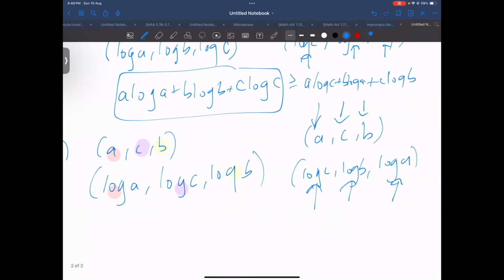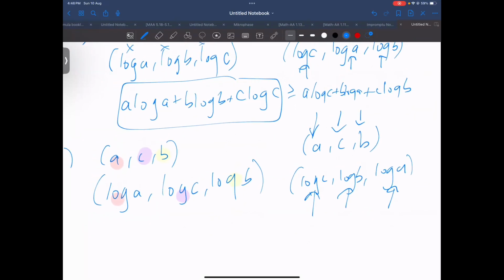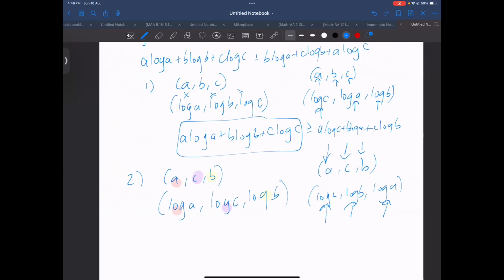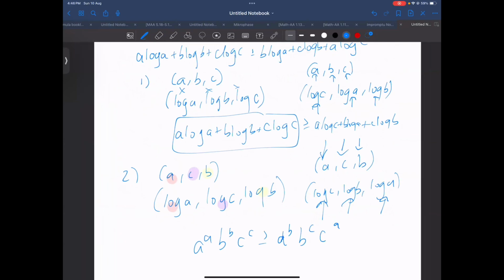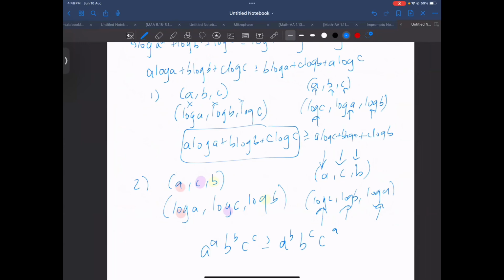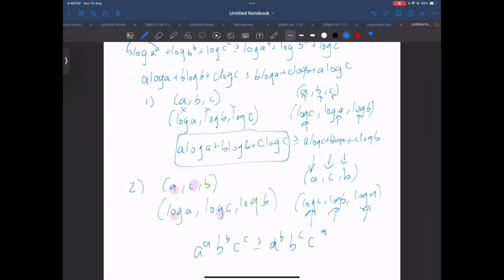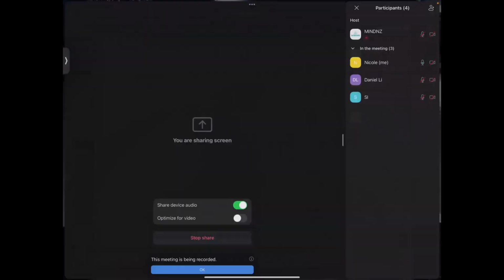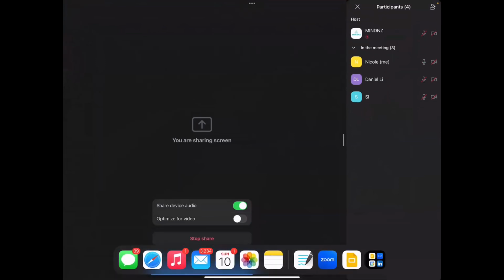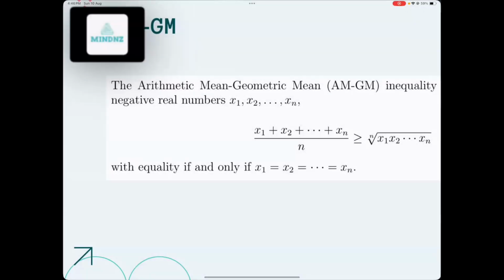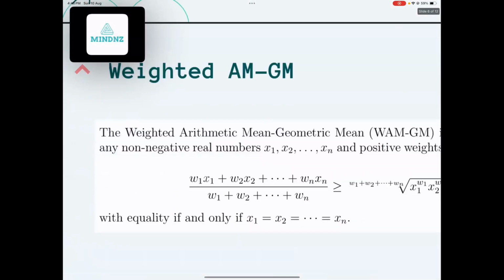So there we go. We have successfully proved that a to the power of a times b to the power of b times c to the power of c is greater than or equal to a to the power of b times b to the power of c times c to the power of a. We also used a couple of our log laws to get into the form that we want. So I think conclusively, the rearrangement inequality is really quite useful, and a lot of the time it combines pretty well with other inequalities as well.